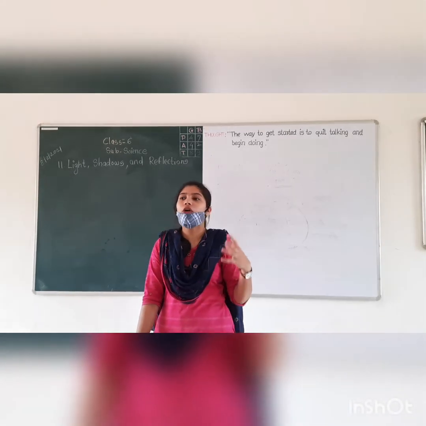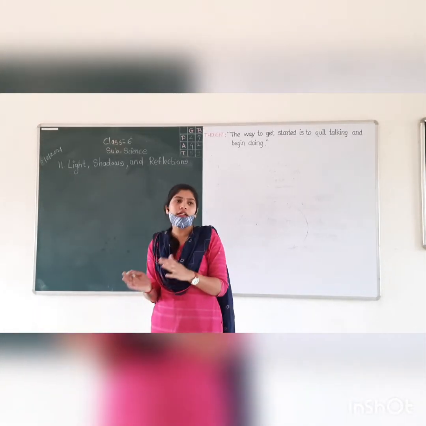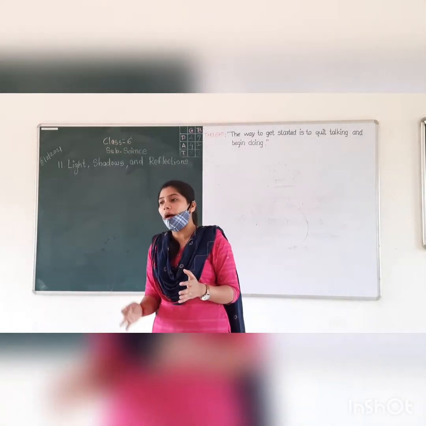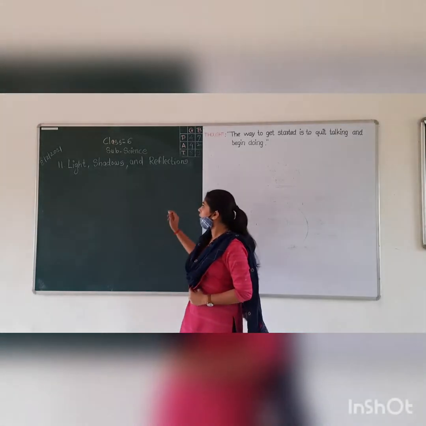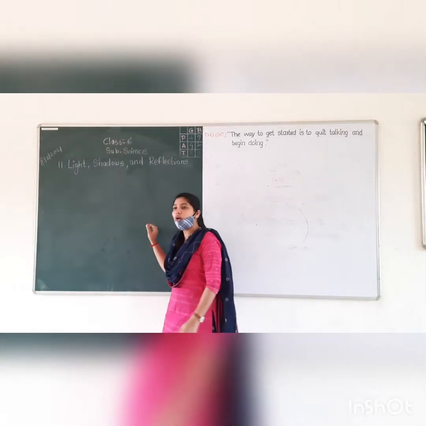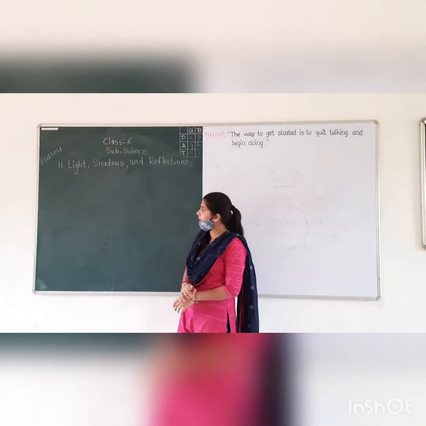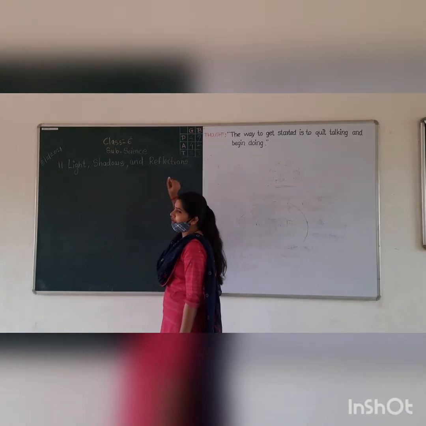Then we have learned about conductors and insulators. From which material current can pass, from which material current cannot pass. So those are conductors and insulators. Now we are going to start our new and last lesson of our term 2. That is light, shadows and reflection.